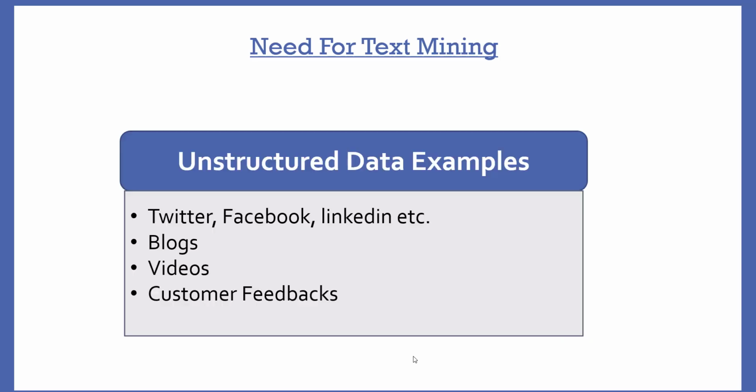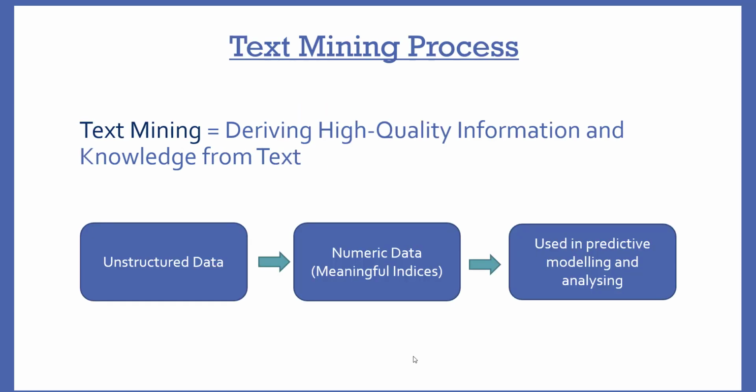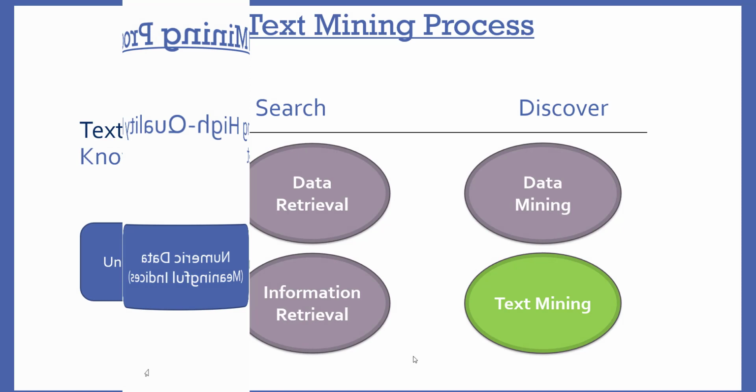Now, some common unstructured data examples are data from Twitter, Facebook, LinkedIn, blogs, and whatever videos you watch on YouTube are also part of unstructured data. And other unstructured data examples are customer feedback and so on. Now next we will have a look at the text mining process. Text mining is the process of converting unstructured data into meaningful indices. By meaningful indices we mean numeric data which can further be used in predictive modeling.